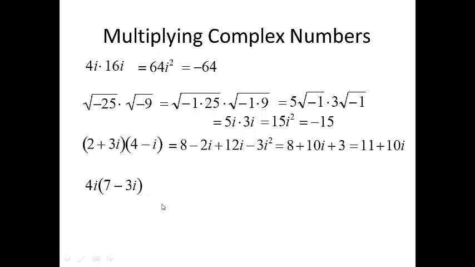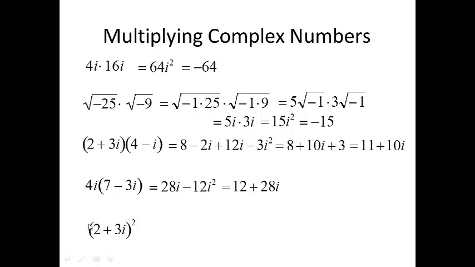You want to try this one on your own? See if you can come up with the right answer. Pause it, and then come back and look at it. Okay, this is going to give me 28i minus 12i squared. But the i squared is negative 1, which makes this a positive 12, so 12 plus 28i.